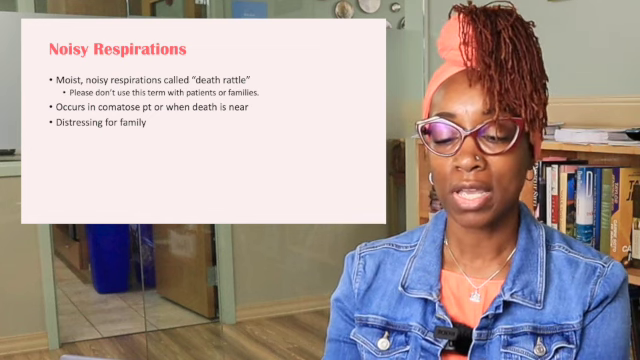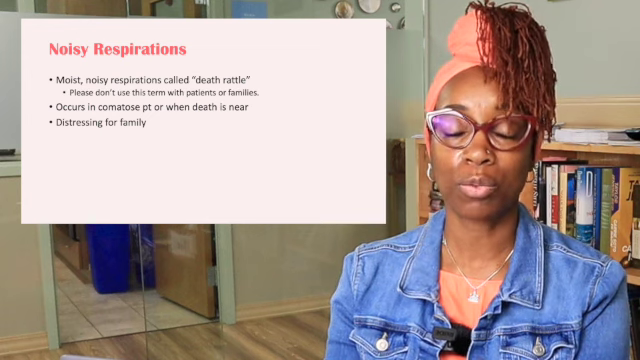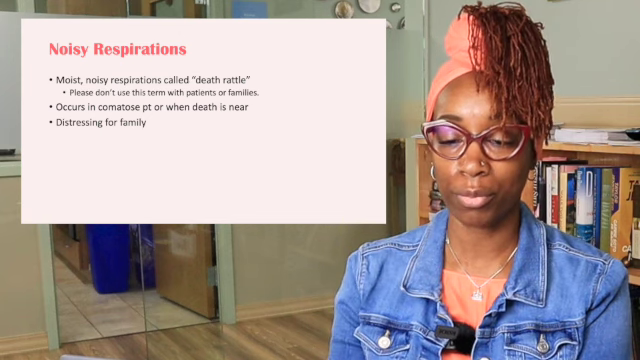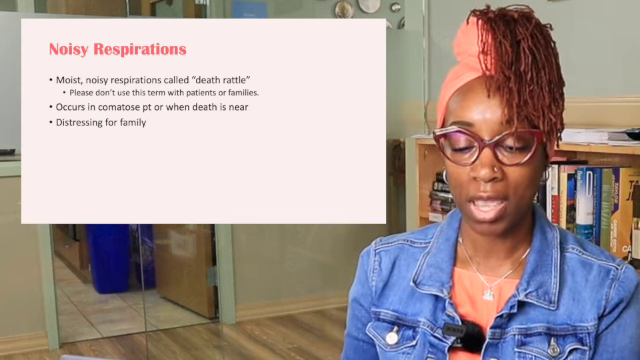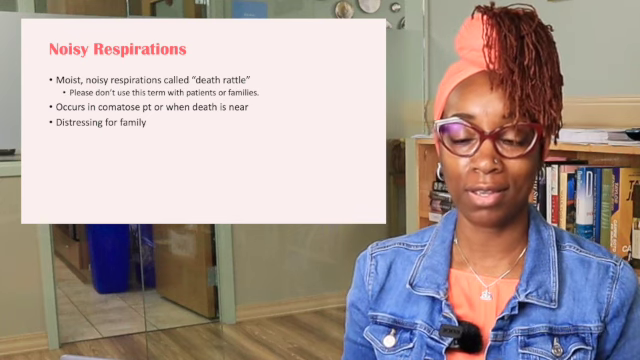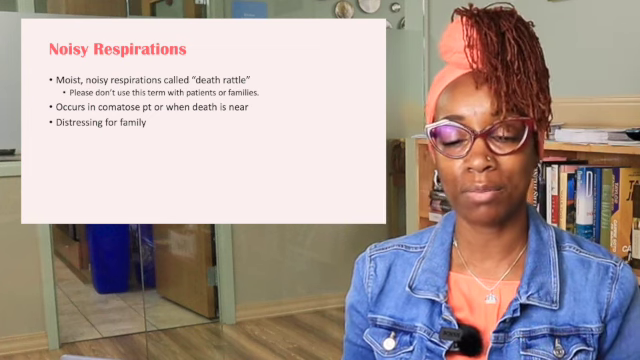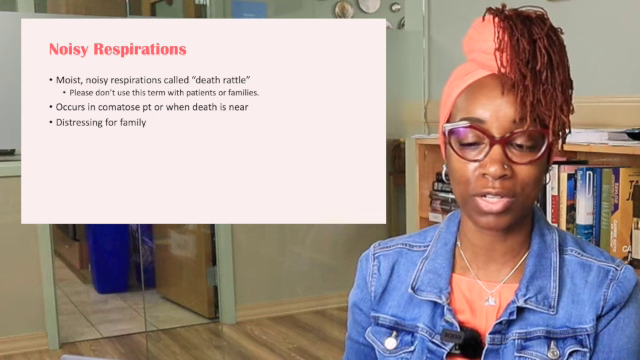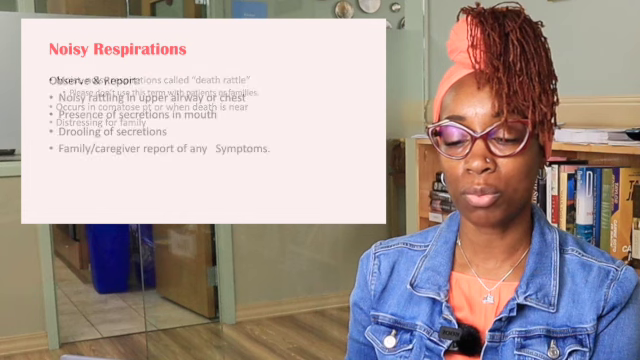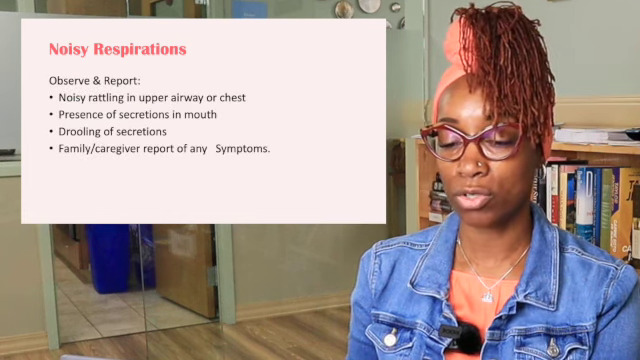This occurs, it says, in comatose patients or when the death is near. So most of our patients, you will hear that excess gurgling or moist respirations. And that can be really distressing for the family. They start to think that the resident needs to be suctioned, and a lot of times it's not anything that you can suction, it's too far down. So just observe and report any noisy rattling that could happen in the upper airway or chest.